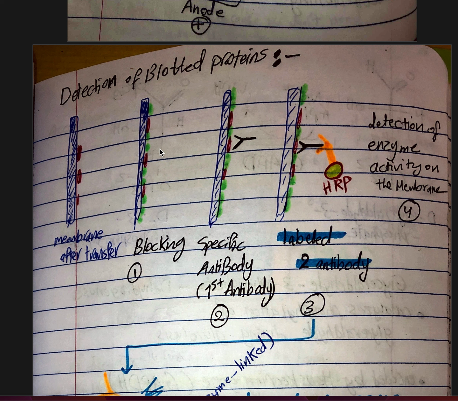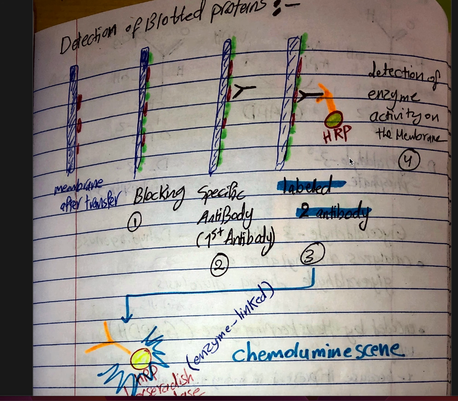What I mean exactly by blocking is preventing unspecific binding. So we block with non-fat milk, and we also block with bovine serum albumin. If you forget what bovine serum albumin is, just remember that it's a serum albumin. Then we add the specific antibody, which binds to the protein of interest, and then we give the second antibody, which is labeled with horseradish peroxidase, and then it produces the light. That was our topic.